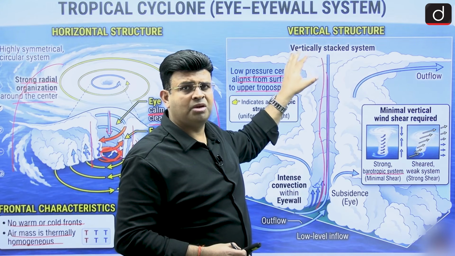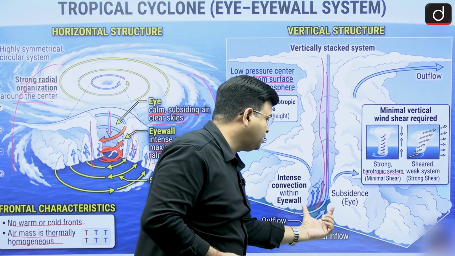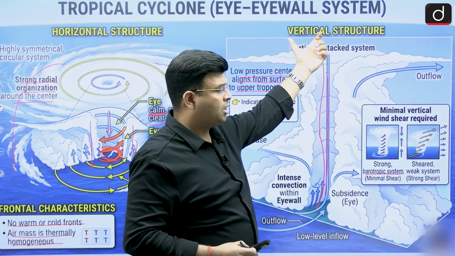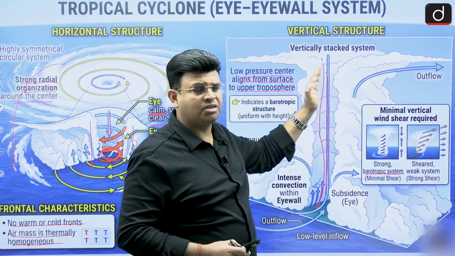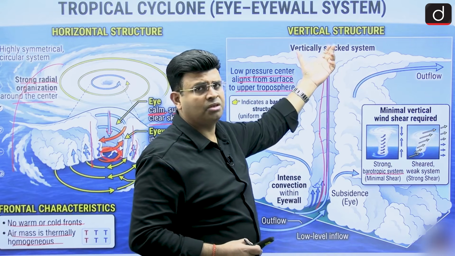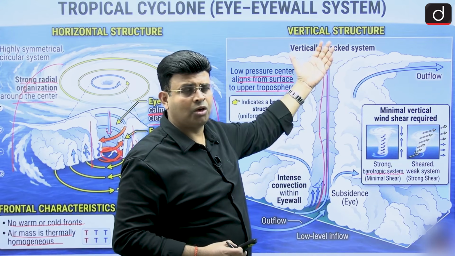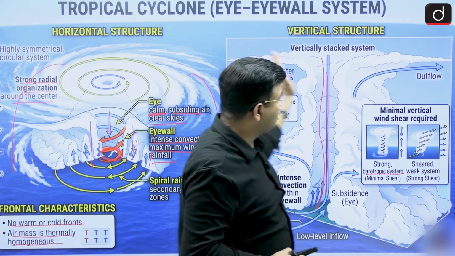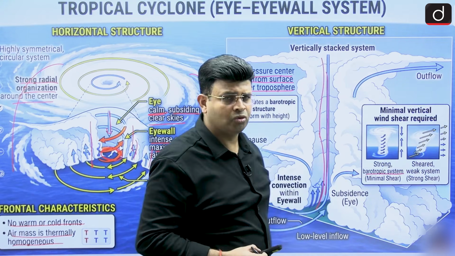When the pressure depends upon the density of the air, it is known as barotropic, and from down to up, everywhere the strong barotropic is there. Because of the barotropic, shear force matters in the vertical structure of the cyclone. If the shear force is more, then it will take away the upper surface and the cyclone will die and will not be able to develop.